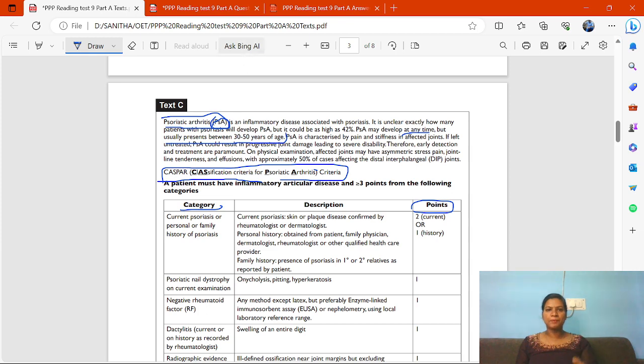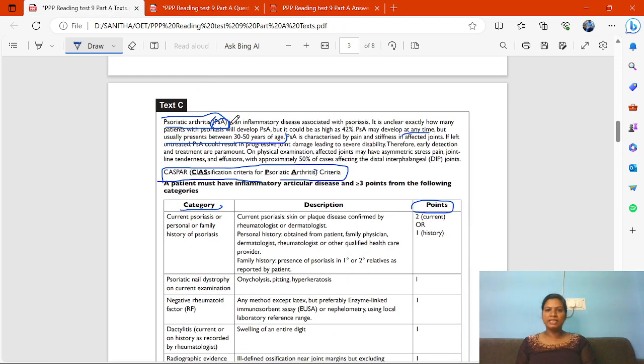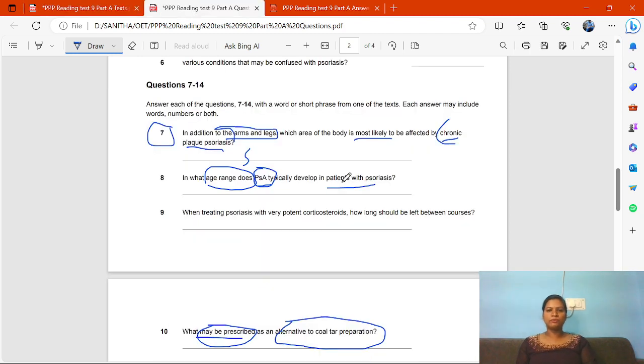of age. See, what is the question? What is the age range they are saying about the PSA? 30 to 50 years. So you have to write 30 to 50 years. Age range is 30 to 50 years. Okay, are you getting my point? Are you getting my point?